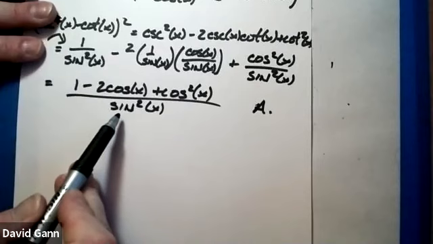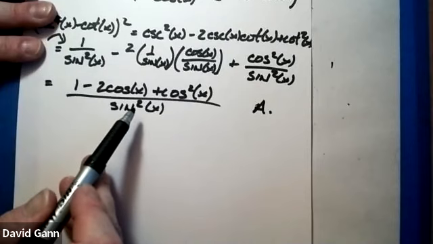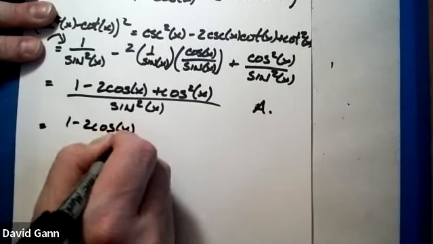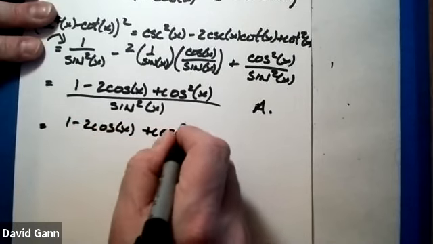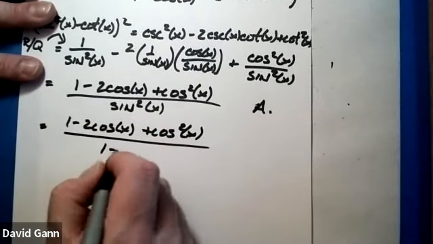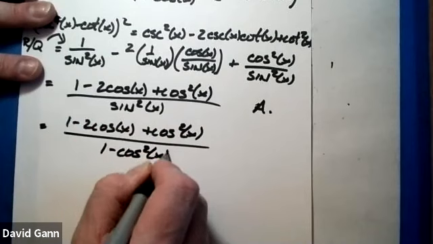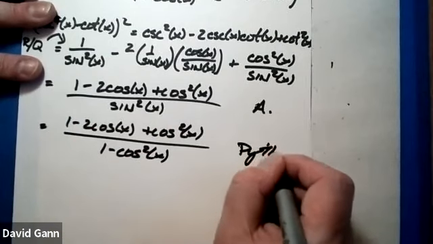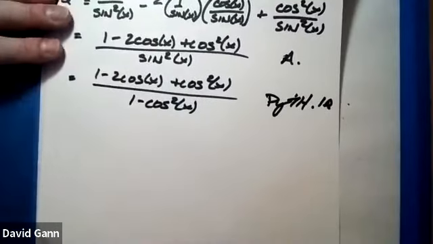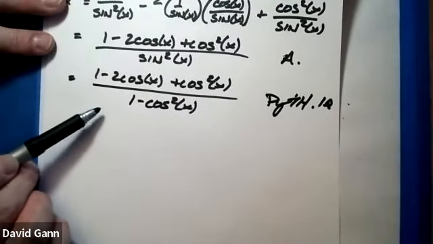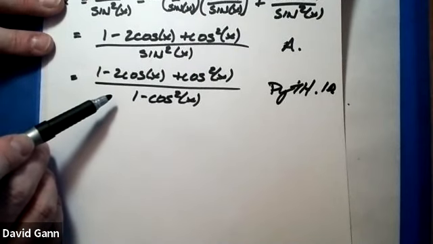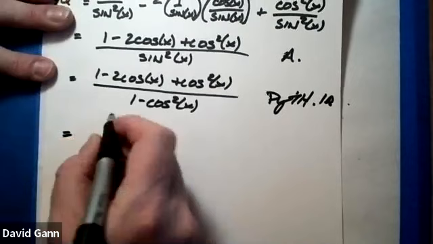So maybe the next step would be to get rid of the sine by using the first Pythagorean identity. So I have 1 minus 2 cosine of x plus cosine squared of x. Nothing changes in the numerator. And in the denominator, I get 1 minus cosine squared of x. This is just a Pythagorean identity. Okay. Now notice, as I was alluding to before, both the numerator and the denominator can be factored. This is going to be a perfect square, and this is a difference of squares. So let's go ahead and do that factorization.